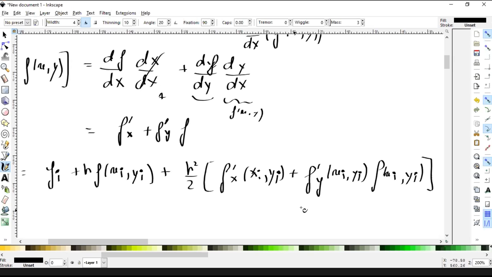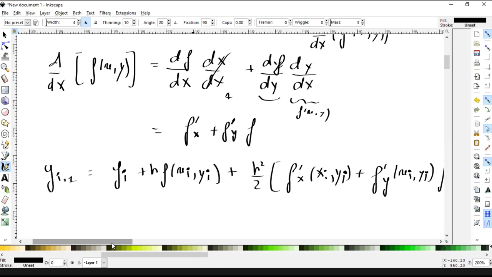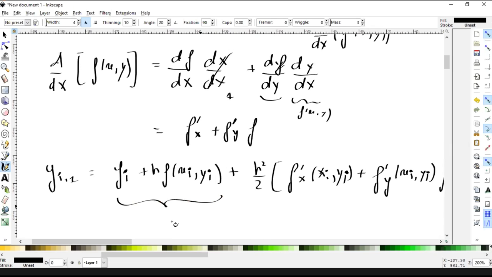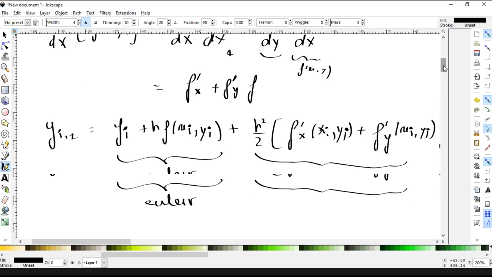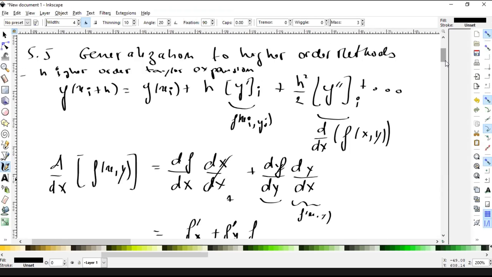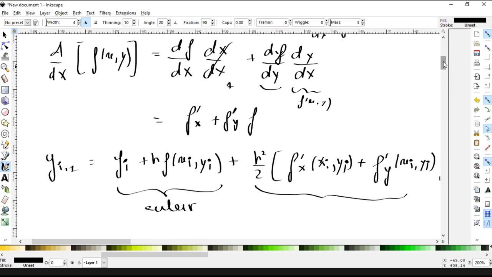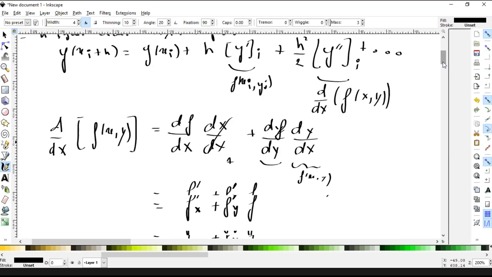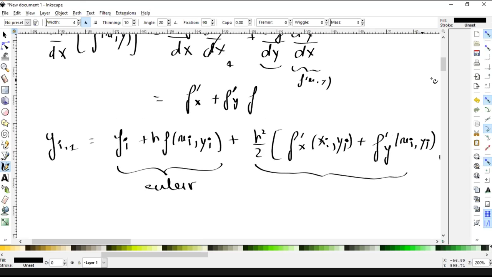So this is the Euler method, and this is a higher order term. So this is more accurate than the Euler. It retains the second order Taylor expansion. So the error here is of the order of h cubed.